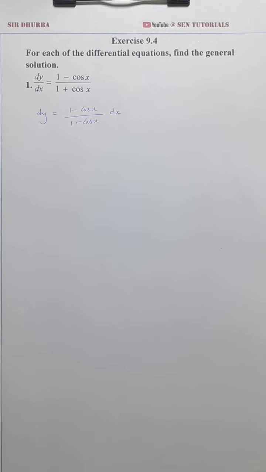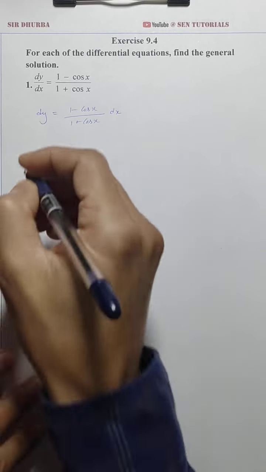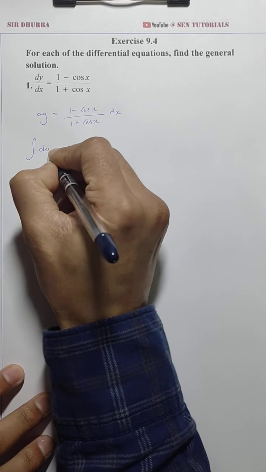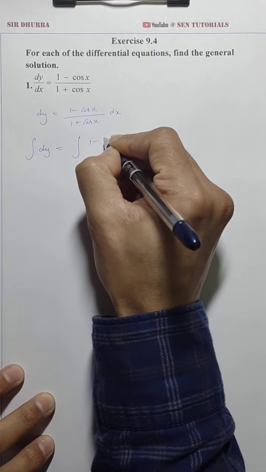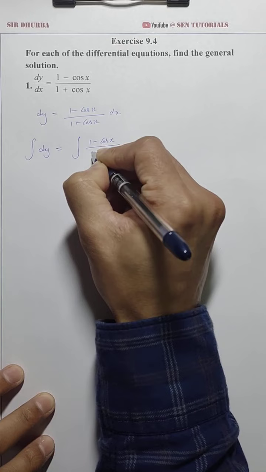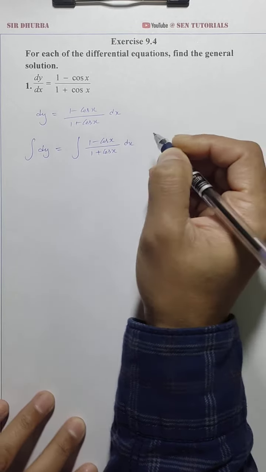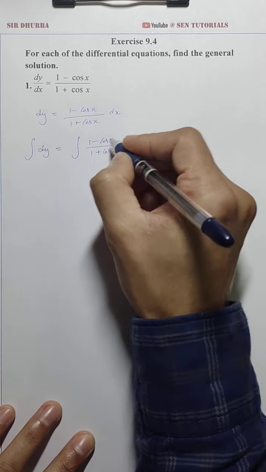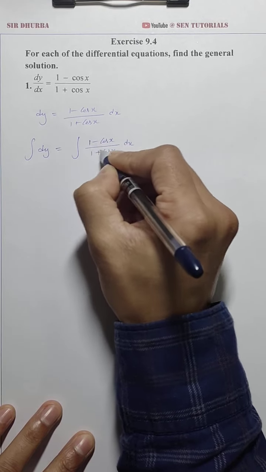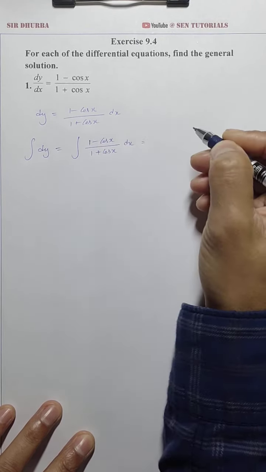So now once it is done, what shall we do? We will now be integrating both sides. That is, integration of this function with respect to x. Now before I integrate, let me simplify this. So what shall we do here? After that, that's just integration.